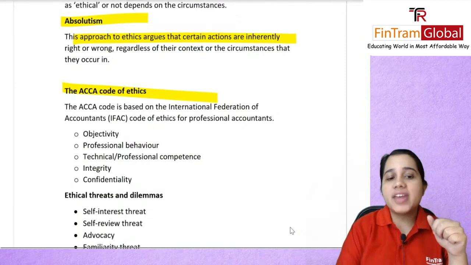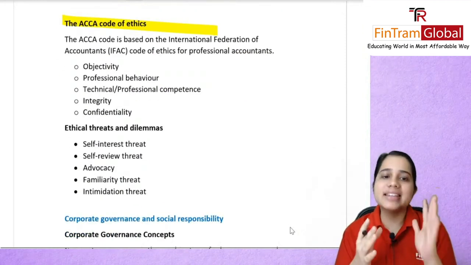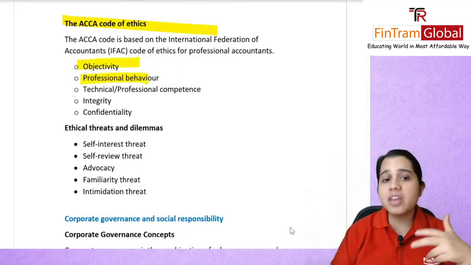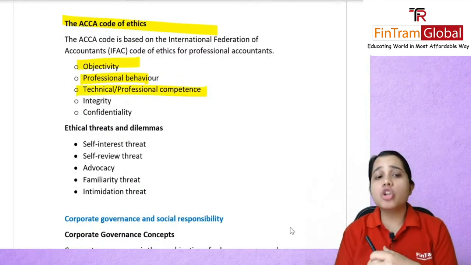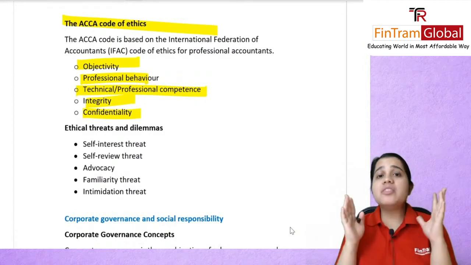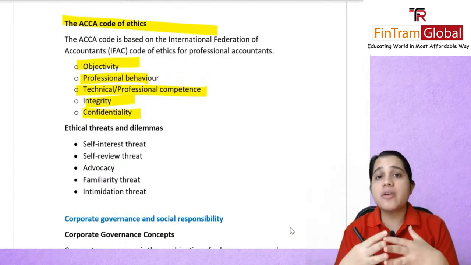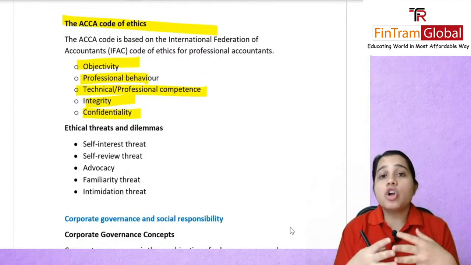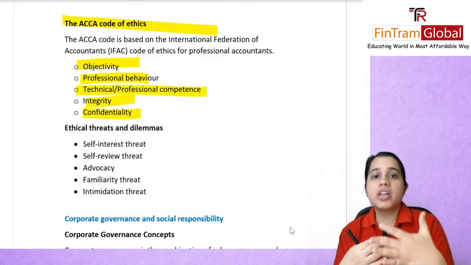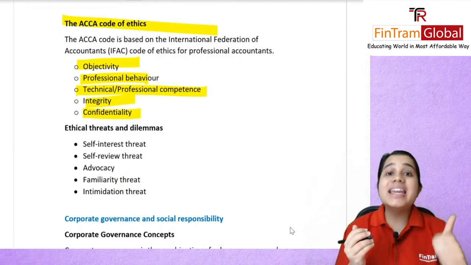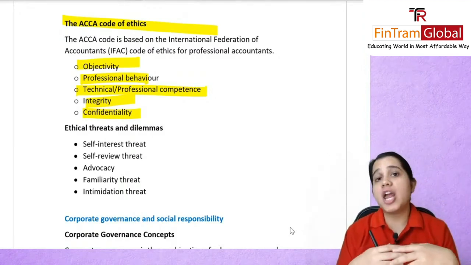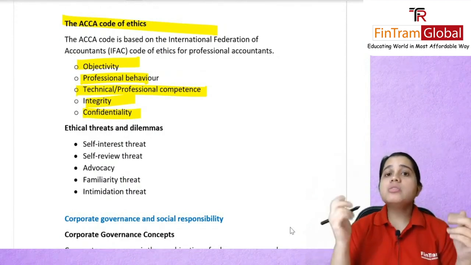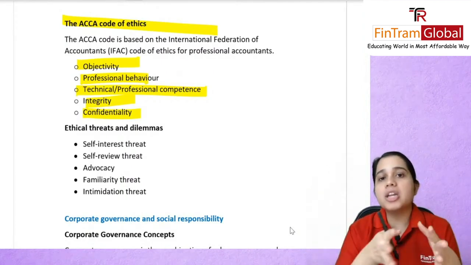Next, ACCA Code of Ethics. Your International Federation of Accountants, that is IFAC, has provided a code: objectivity, professional behavior, professional competence, integrity, and confidentiality. Objectivity means being free from bias. Professional behavior means that if you're working somewhere, you talk properly and respect your clients. Professional competence means you have enough technical knowledge, so whatever you're telling your client, you know that you're sure about it. Integrity means being honest in your dealings, and of course, confidentiality. Do not spread the client's data around, you are not keeping it confidential.